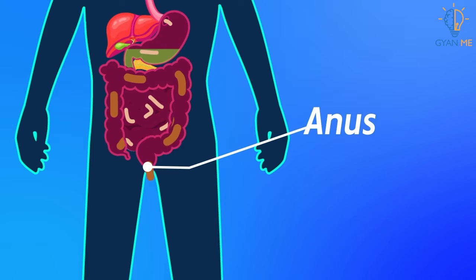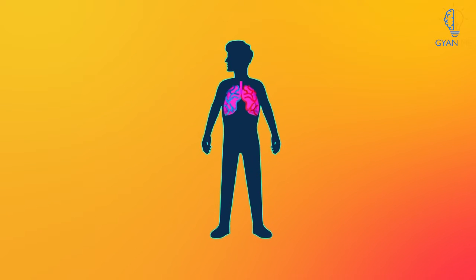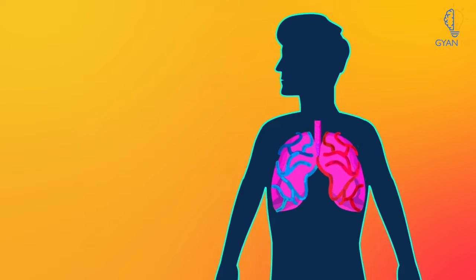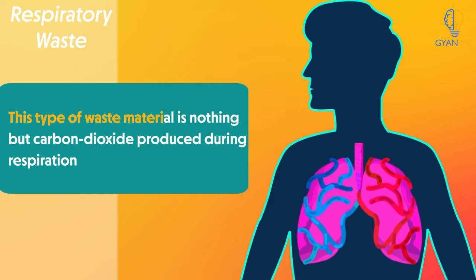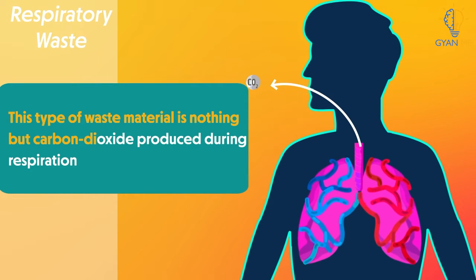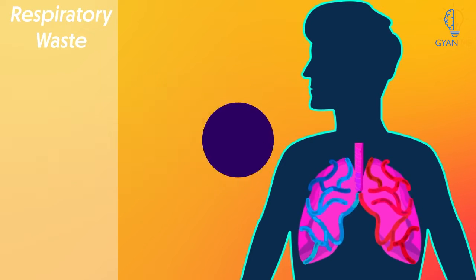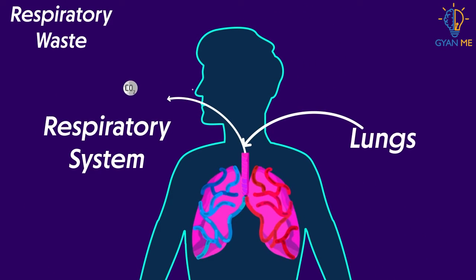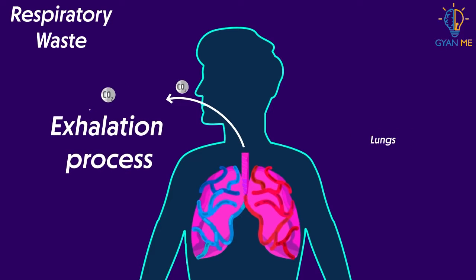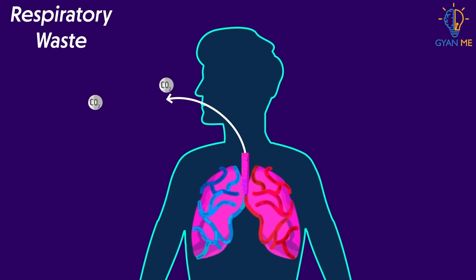Now, apart from this digestive waste, the human body also produces other waste material, that is respiratory waste. This type of waste material is nothing else but carbon dioxide produced during respiration. This respiratory waste, that is carbon dioxide, is removed by the respiratory system itself, by the lungs via the exhalation process. This you have already studied in our respiratory system.